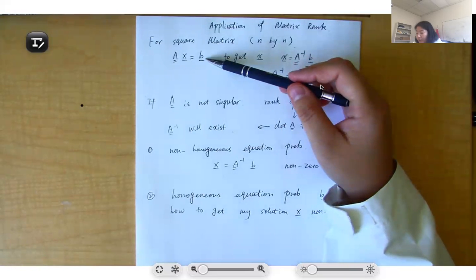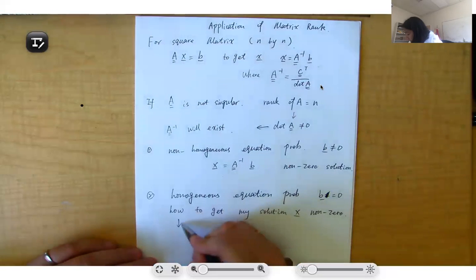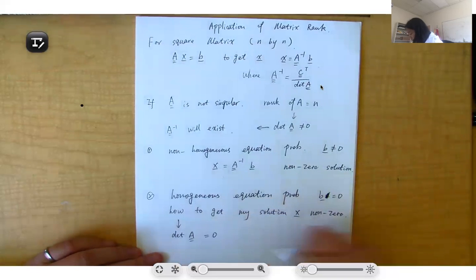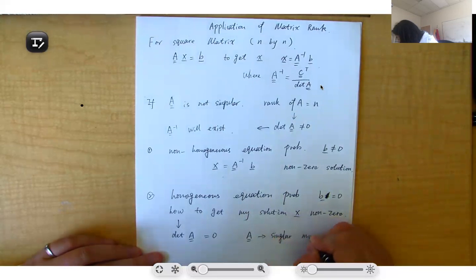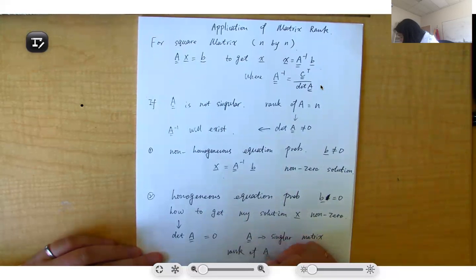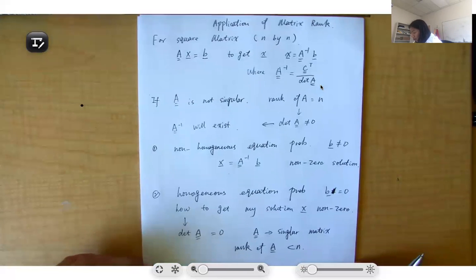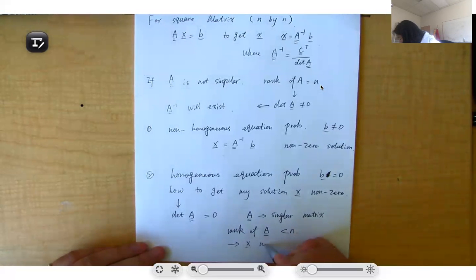In order to get X non-zero, since B is 0, you have to make the determinant of A equal to 0. That means A is a singular matrix. Or you can also say the rank of A is smaller than n, so that the determinant of A will be equal to 0. Then the solution X will be non-zero.